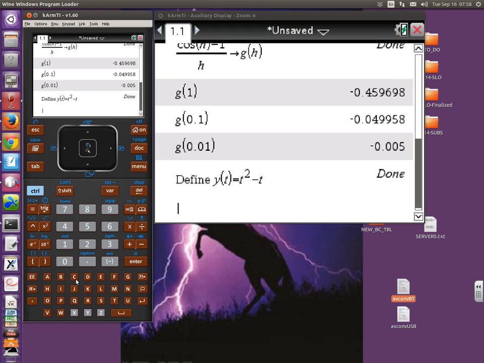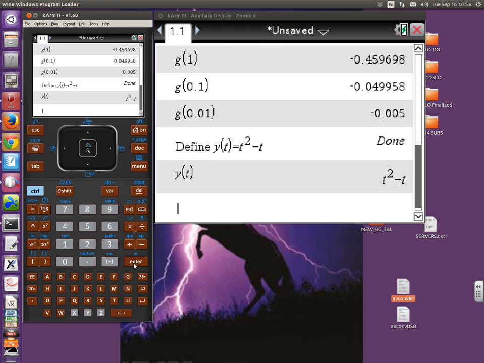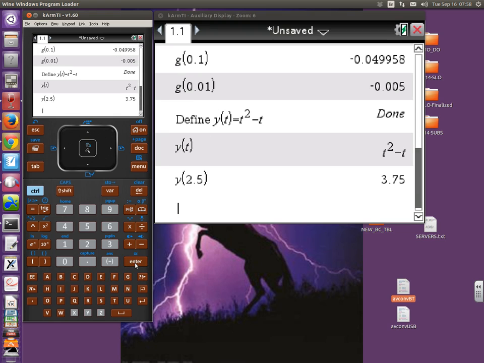And so if I type in y of t, I get that. Or y of 1, or let's be risque, of 2.5. I'll get that, and so forth. All right, so you can use the store key. You can use the define function.